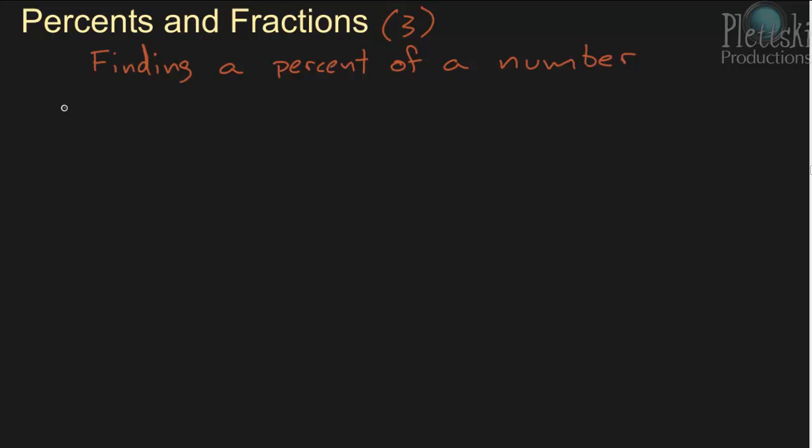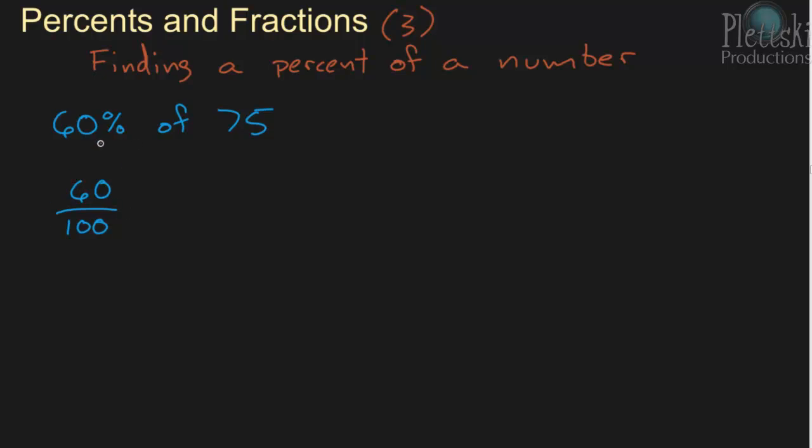Finding a percent of a number. When I want to find a percent of a number, let's say we want to find 60% of 75, what I need to remember is that percent is per hundred. So 60% is saying the same thing as 60 out of 100, or 60 hundredths.